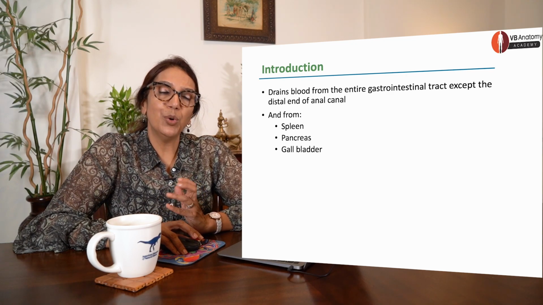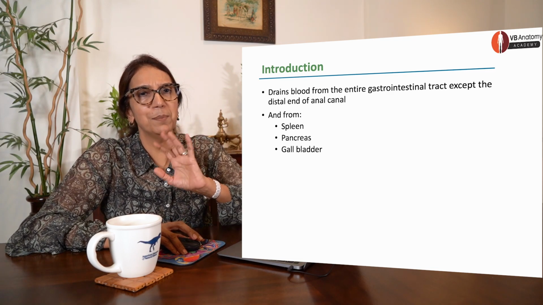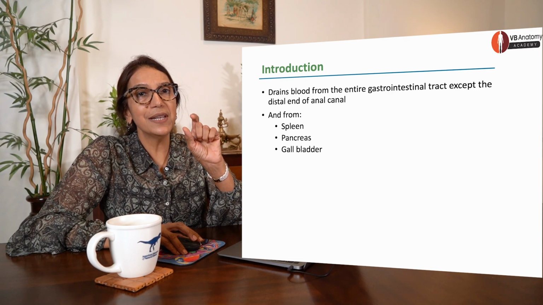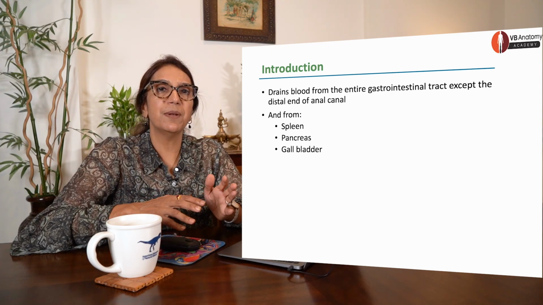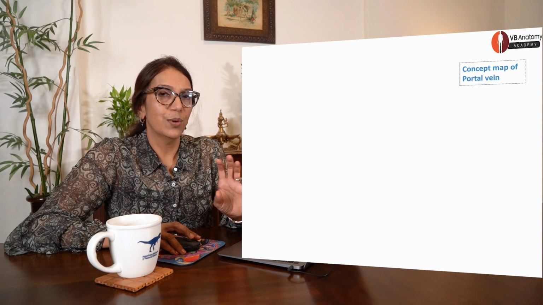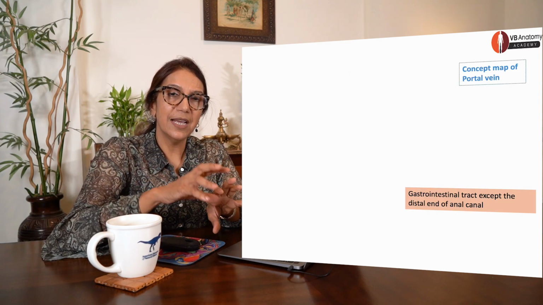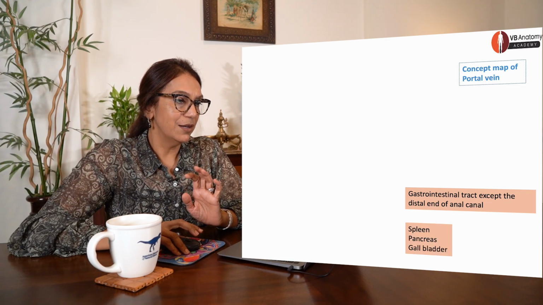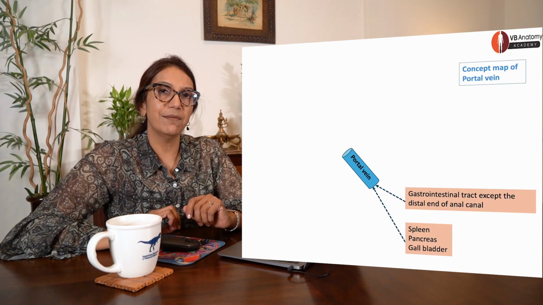So, what is the portal vein? Portal vein is a vein that drains blood from your gut. Simple. Except for the lower part of anal canal, which is not drained by portal vein, it also drains blood from your spleen, pancreas, and gallbladder. So, here's the concept map of portal vein. From the GIT, except lower end of anal canal, from the spleen, pancreas, gallbladder, blood drains into the portal vein.